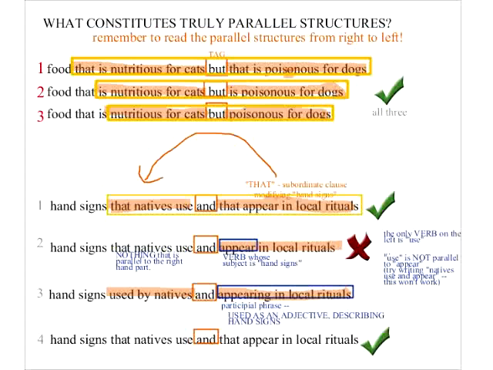Now, this is also another participial phrase. The difference is that this is what's called a past participle. But it's still a participle. And more importantly, it is still being used in the same way. It's also used as an adjective, and it's also describing hand signs. Hand signs used by natives, hand signs appearing in local rituals. These are absolutely parallel. You can use either one by itself and it still works. They're both participles. This is called a past participle and this is called a present participle. But this is still considered parallel.